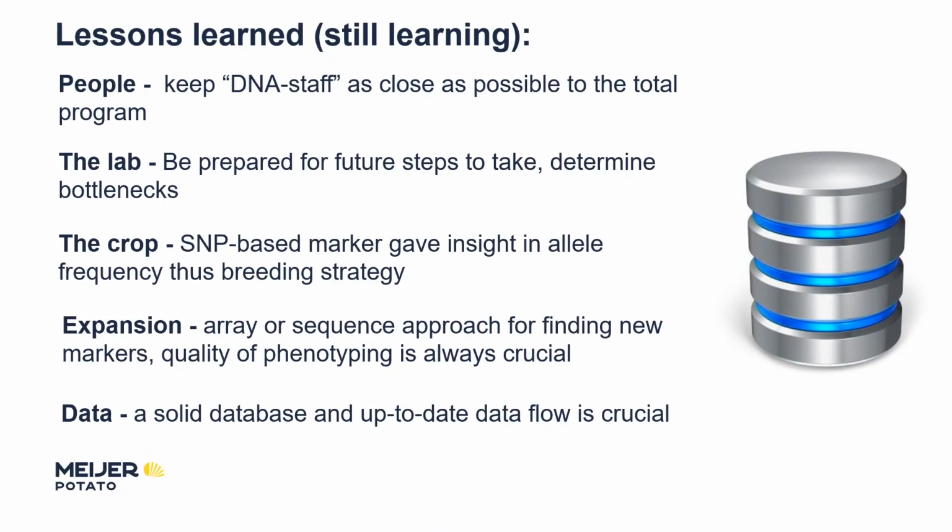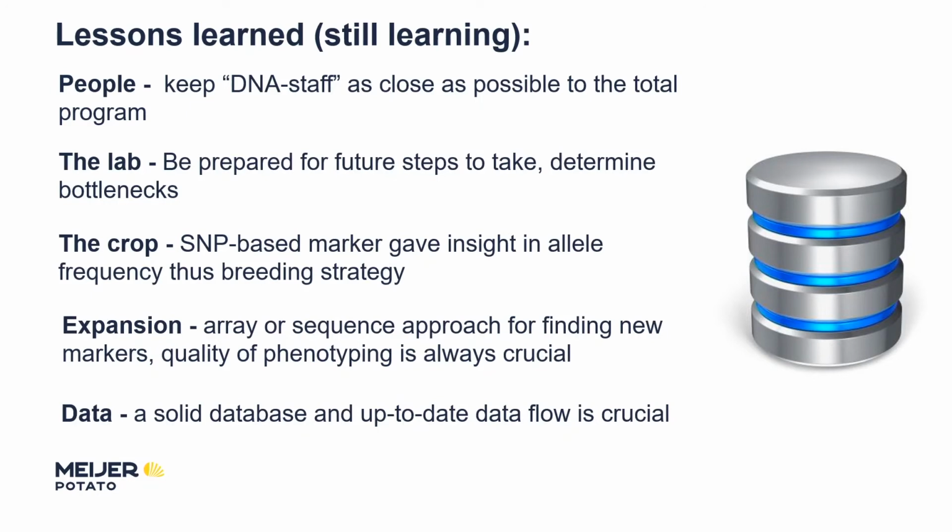Okay, let's finish up with the lessons learned. People: we heard that already in the panel, keep DNA staff, who are specialists. You have to hire specialists to do special actions, but keep them as close as possible to the total program, and the other way around, of course. Have them involved in the green work as well. The lab: be prepared for the future step to take, because a lab is always changing, and try to find the bottlenecks and solve the bottlenecks and go to the next bottlenecks to really speed up further.